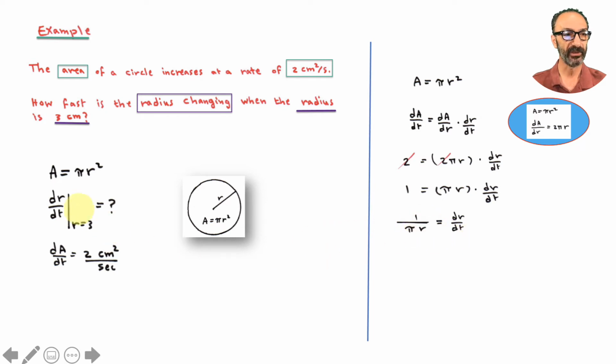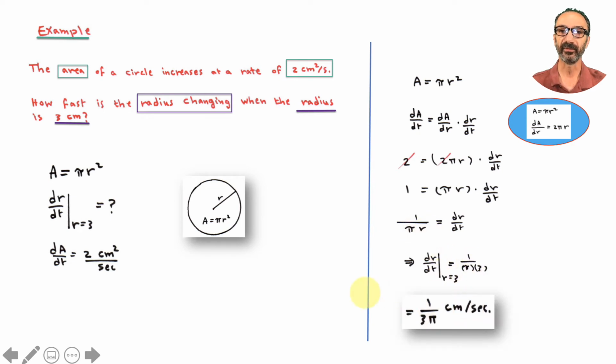Solving for dr/dt, divide both sides by pi r, I have 1 over pi r. Now they want dr/dt when r equals 3. We're almost there. This is dr/dt. When r equals 3, you just plug in 3 for r, and that should do it. All right? One more.